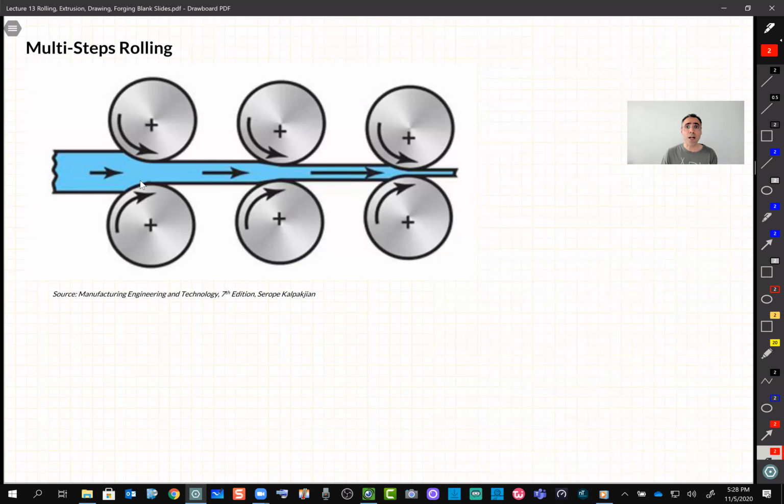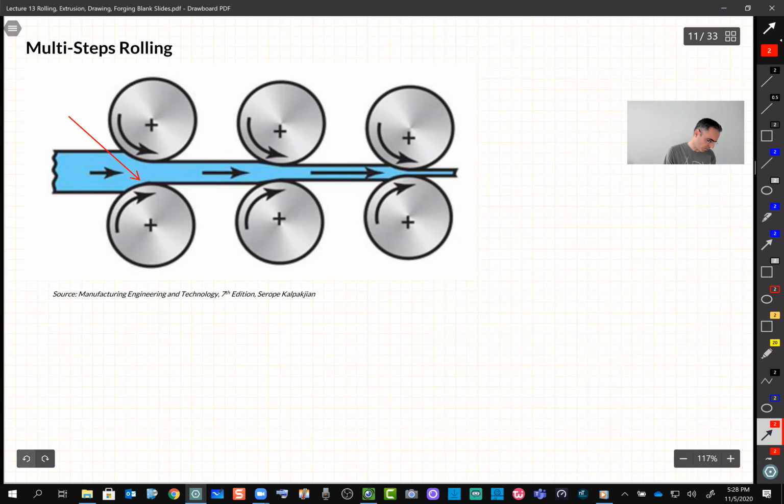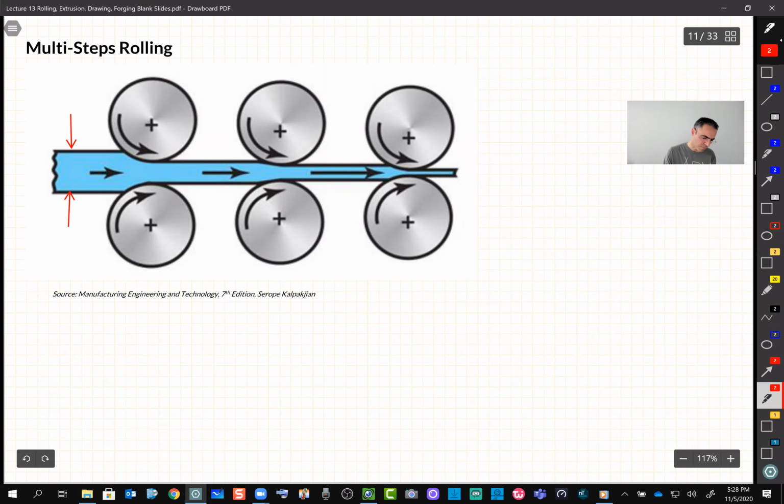Sometimes we have to do multiple steps for rolling. Let's say I want to get from the original thickness, let's call it T, or maybe T0. So this is T0. And let's say I wish to get to the final thickness, T final. But there is a limitation to do so. We cannot always do it in one shot.